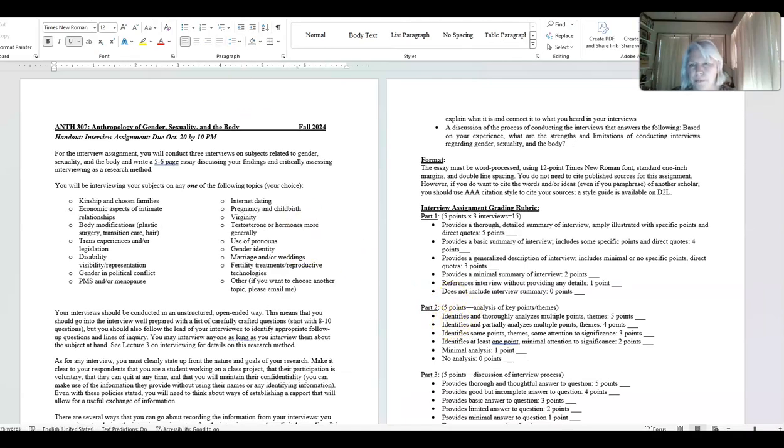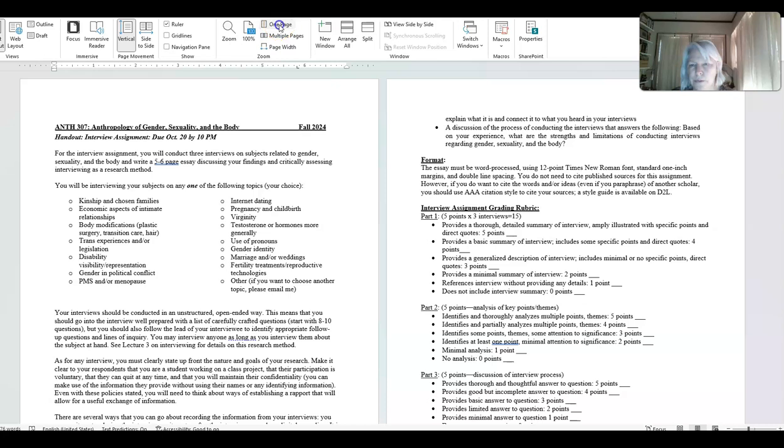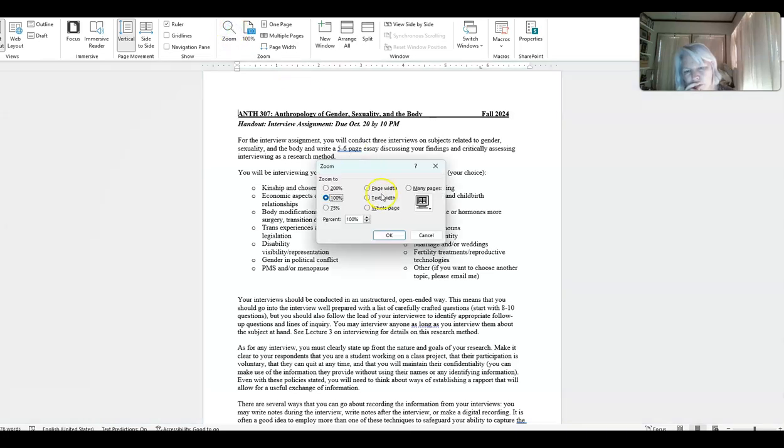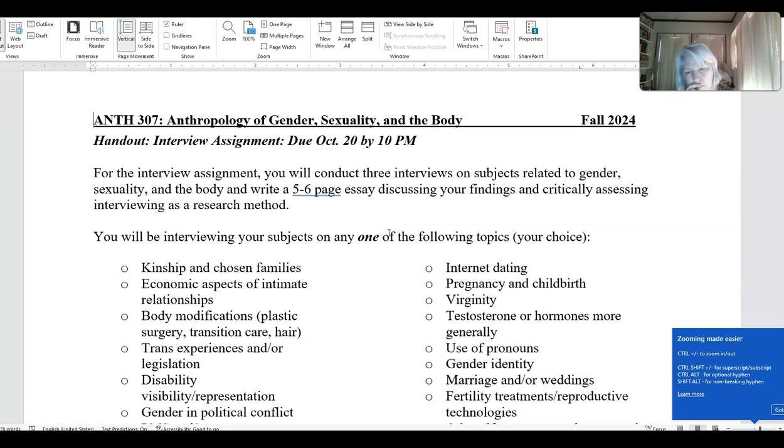Here we are. Let's do it this way. It's easier to see. Actually, let me make it a little bigger. All right. So this is the handout for this assignment.